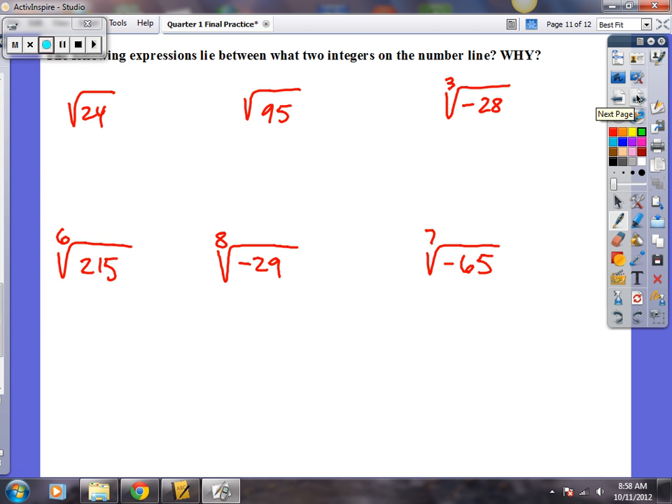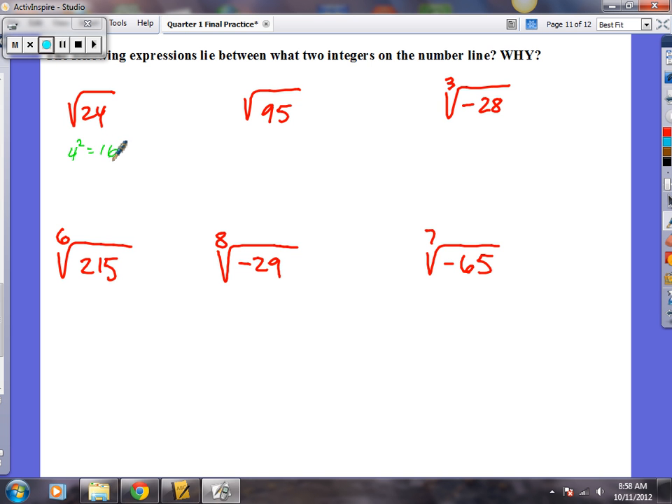Okay, now square root of 24. Here's what I know. I know that 4 squared is 16. I know that 5 squared is 25. So I know the square root of 16 is 4, and I know the square root of 25 is 5. And I know that 24 is right in between these two. It's between square root of 16 and square root of 25. So on my number line, the answer to this problem is going to be somewhere between 4 and 5. Probably closer to 5.